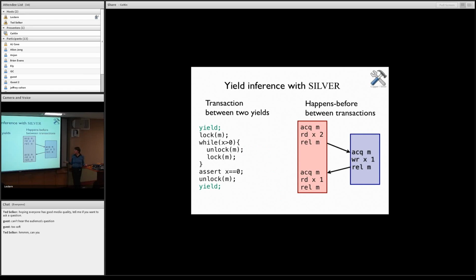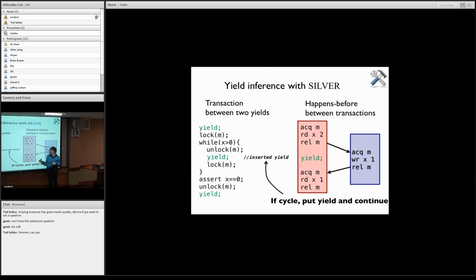So Silver is a similar idea. We still have a transaction between two yields, and we calculate the happens before relation between transactions. But at this point, if we discover a missing yield, we just add it to the program and continue. We say, okay, there's a yield here, and we keep executing the analysis tool from that point with the assumption that we had a yield.